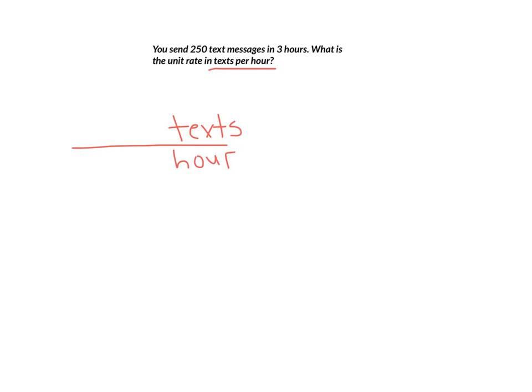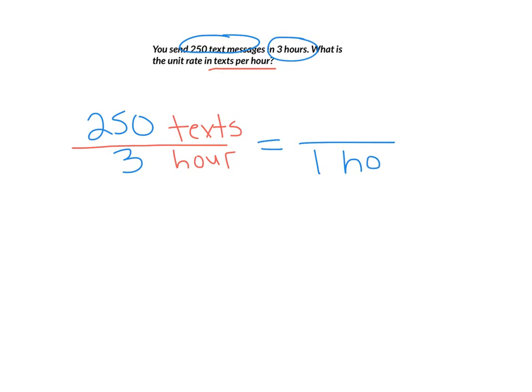So I need how many texts? Well, I have 250 texts and 3 hours. So 3 goes with hours. And then I can go ahead and simplify now. So I need 1 hour because it says how many texts in 1 hour. That means I have to divide by 3. Whatever I do to the bottom, I also do to the top. So divide the top by 3.